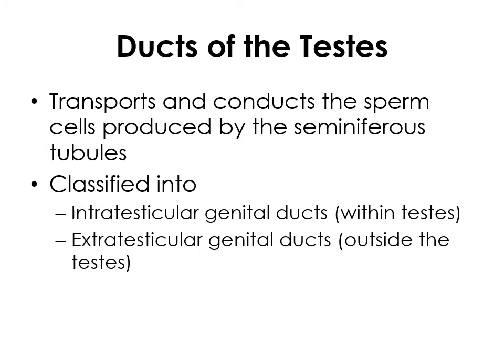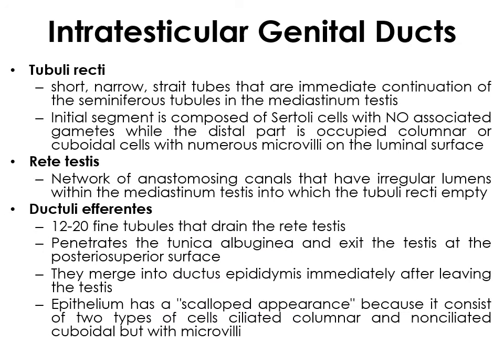The ducts of the testes transport and conduct sperm cells produced by the seminiferous tubules. They are classified into intratesticular genital ducts and extratesticular genital ducts. The intratesticular genital ducts include the tubuli recti, short, narrow, straight tubes that are an immediate continuation of the seminiferous tubules. The rete testis is a network of anastomosing canals with irregular lumens within the mediastinum testis. The ductuli efferentes are 12 to 20 fine tubules that drain the rete testis.